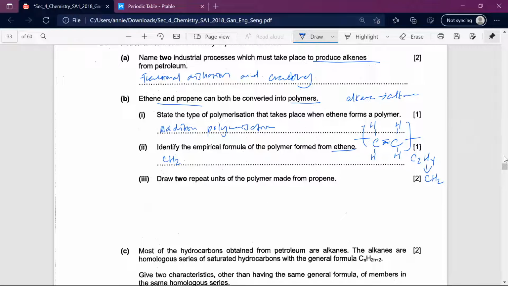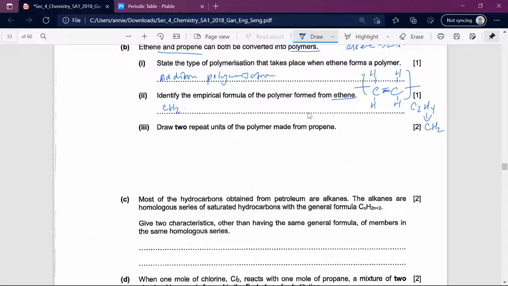Okay? So draw two repeat units of the polymer made from propene. Propene, as you know, is actually this structure, C double bond C, and then you will have an H here, and then a CH3, which will be here, but I would not draw that. We have this, and hence this will be multiplied by n in order to form the polymer, right? Yeah, propene is made of 3 carbon atoms.